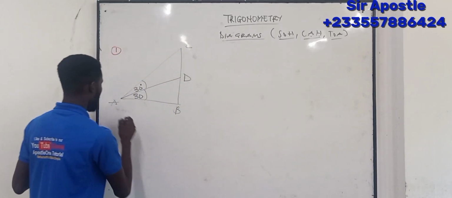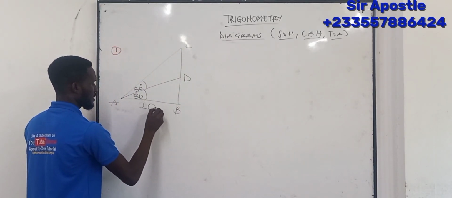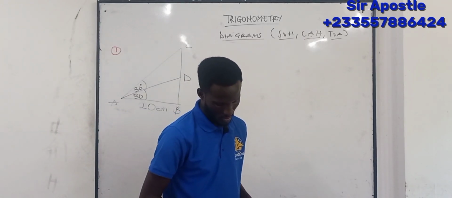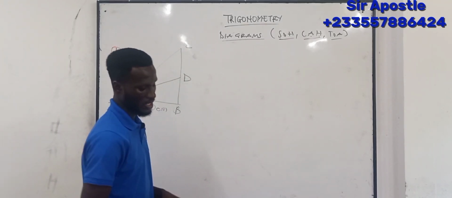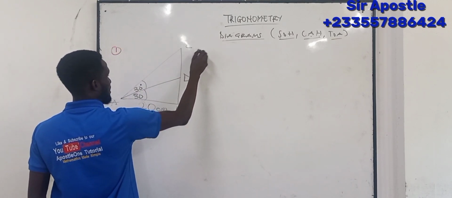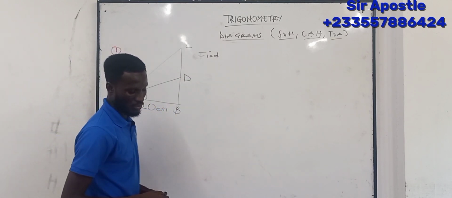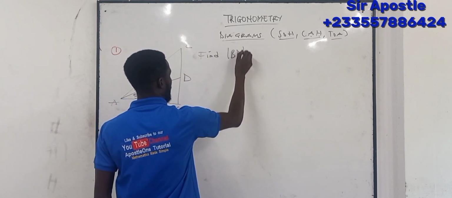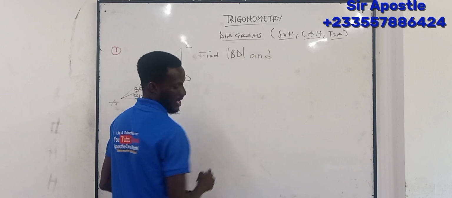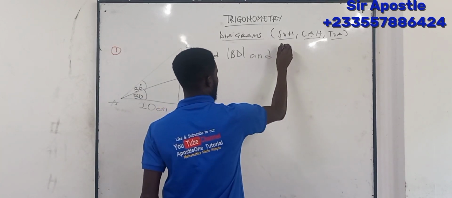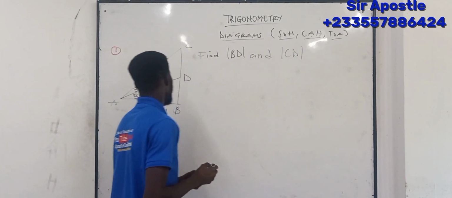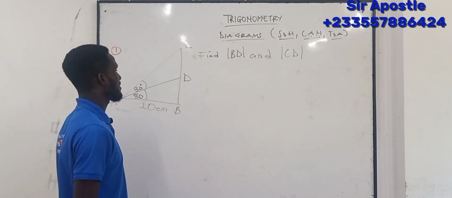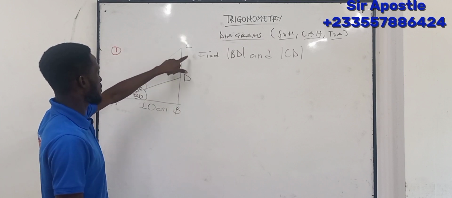We have AB, from here to here, to be 20 centimeters. And then we are supposed to find the length of BD and CD. Now you're going to find the BD. BD is from here to here, and CD is from here to here.